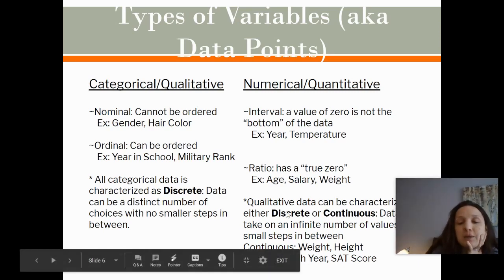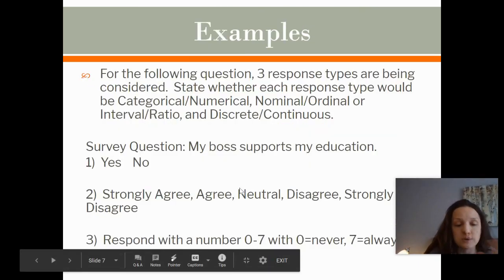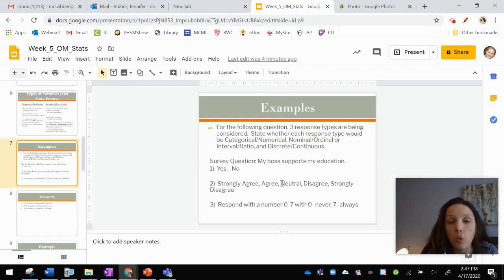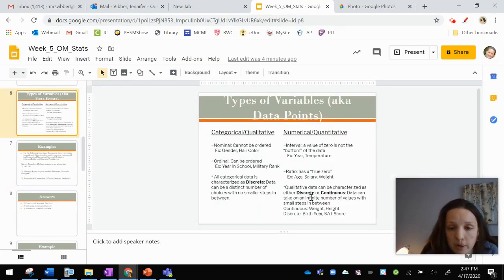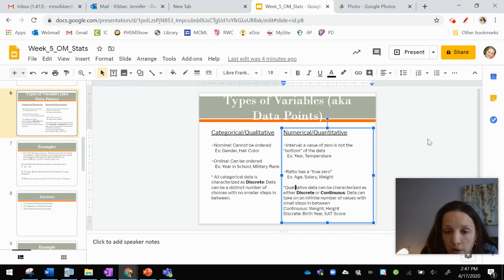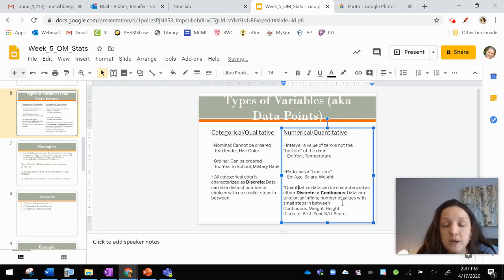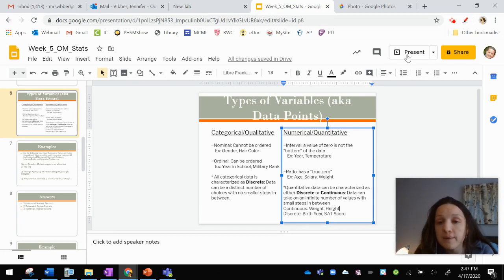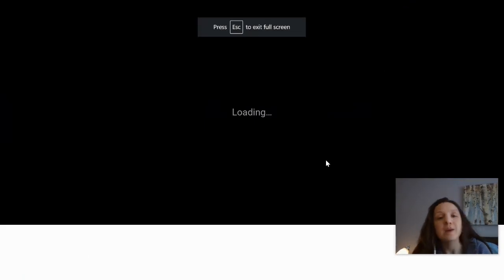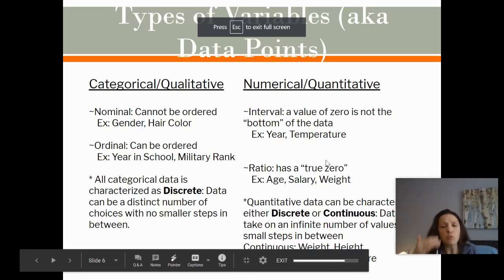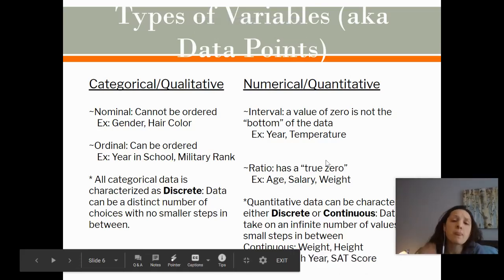Qualitative data, like I said, can be, that should say quantitative data. Glad I'm going through this with you. Quantitative data can be categorized as discrete or continuous. A continuous piece of data would be like weight or height. Discrete would be birth or SAT score, when you kind of have chunks between the numbers.